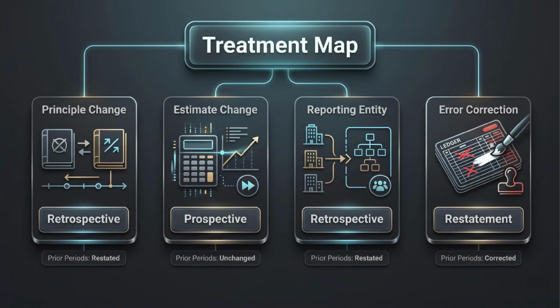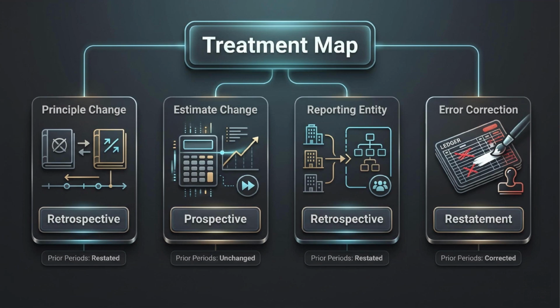Once classification is confirmed, the treatment map becomes much easier. Principal changes usually use retrospective application, meaning prior periods are recast as if the new principle had always been used. Estimate changes use prospective treatment, meaning the current and future periods are affected, but prior periods are not reopened. Reporting entity changes are generally applied retrospectively, so all presented periods show the same reporting boundary. Error corrections use restatement when the prior period error is material.